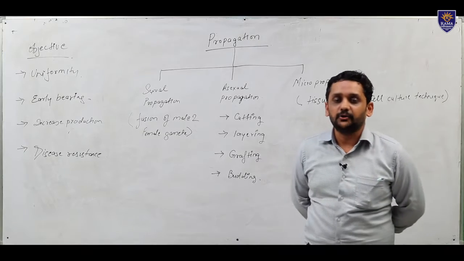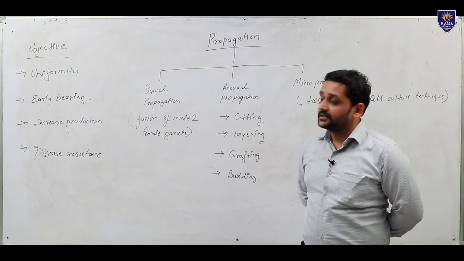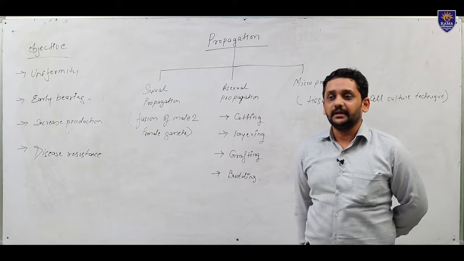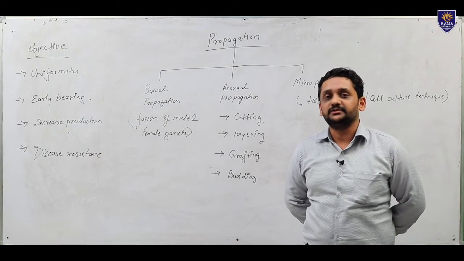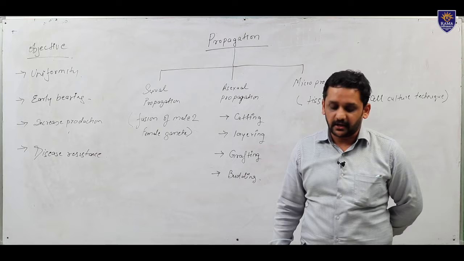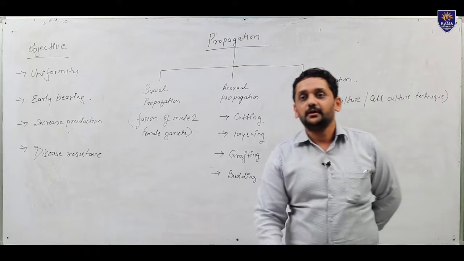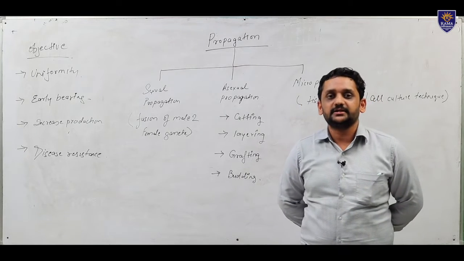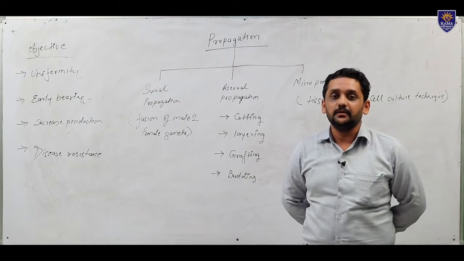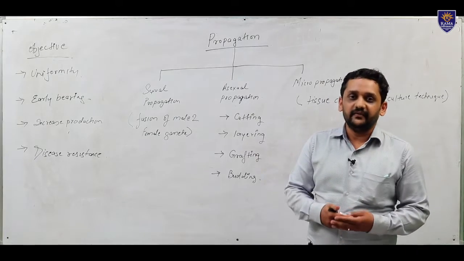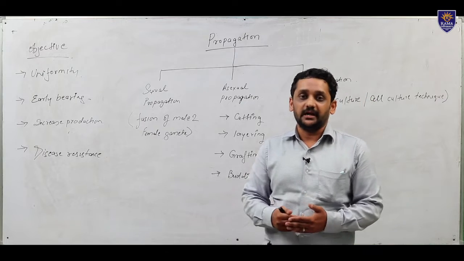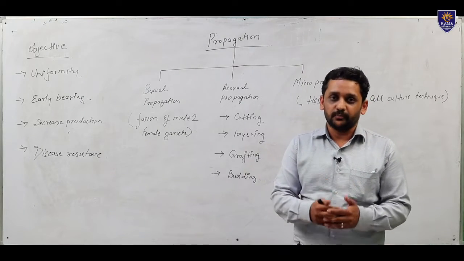So today my topic is propagation in horticultural crops. As you know, it is an important topic in the aspects of horticultural crops. So the first thing that comes to our mind is, what is propagation? Propagation means the multiplication of plants through sexual and asexual methods. In other words, we can say that a mother plant gives birth to a baby plant. This is known as propagation.